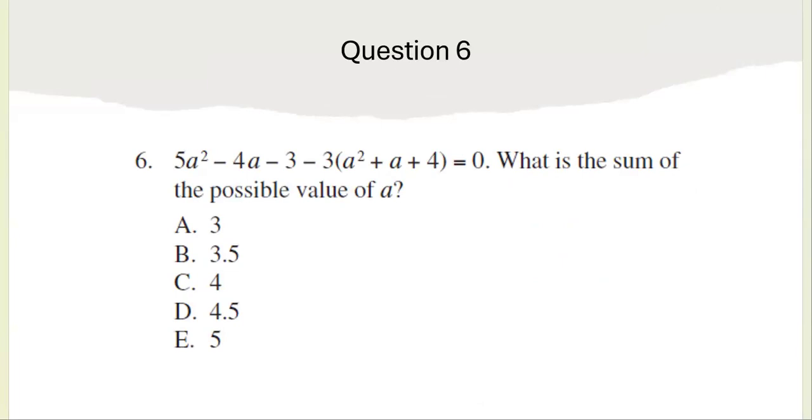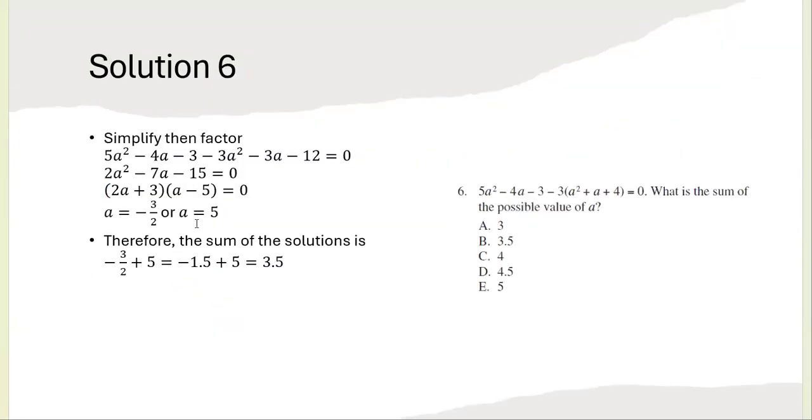Okay, question 6. You have this equation here. What is the sum of the possible values of A? Okay. So I would just probably expand this out over here and combine like terms afterward. So let's simplify. Then you should get 2a squared minus 7a minus 50 equals 0. Let's factor from here. That's 2a plus 3, a minus 5. So by zero product property, a is negative 3 over 2, or a is 5. So let's sum up these two solutions. 3 over 2 is 1.5, so negative 1.5 plus 5, that's 3.5. Choice B.